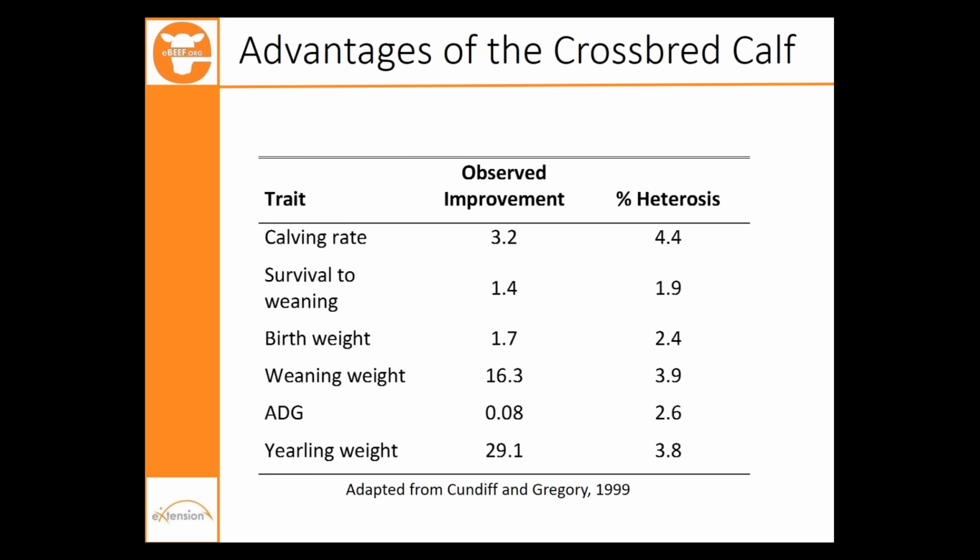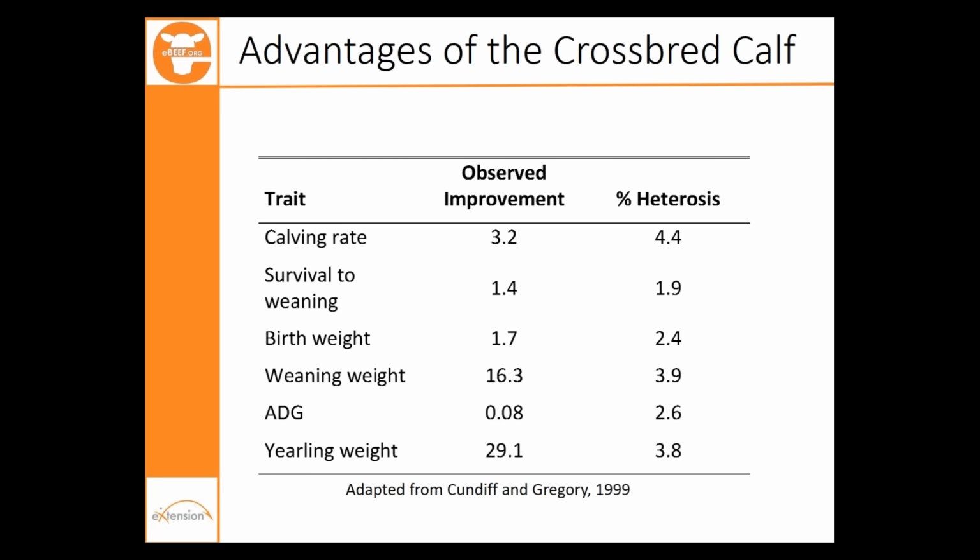So that one we talked about earlier from Dr. Spangler's work actually is narrowed up a little bit from this earlier research. Weaning weight, about a 16-pound improvement, or about 4%. Slight improvements in average daily gain and efficiency, about a 30-pound increase in yearling weight. Again, about 4%.